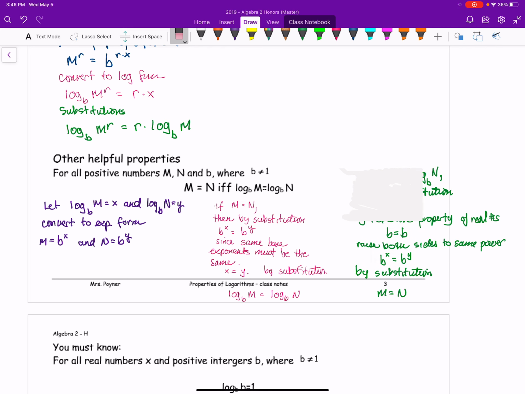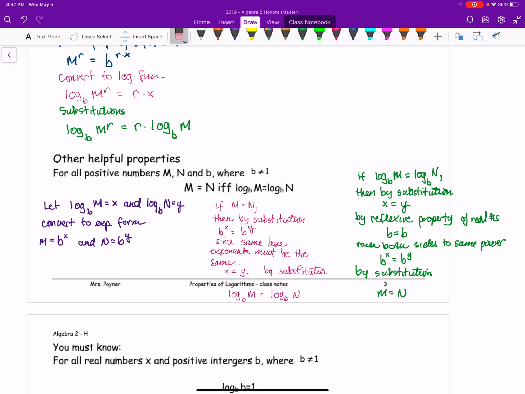Same in the other direction. I'm going to start with the two logarithms equal to each other, then by substitution, I can substitute in x and y for those two, based on what I have over here in purple as my given information. By reflexive property, I also know that b, as long as b is a real number, is equal to b, like a number is equal to itself in the real number set. And then I can raise both sides to the same power. If x is equal to y, then I can raise b to the x on one side and b to the y on the other side, because x and y are equal to each other.